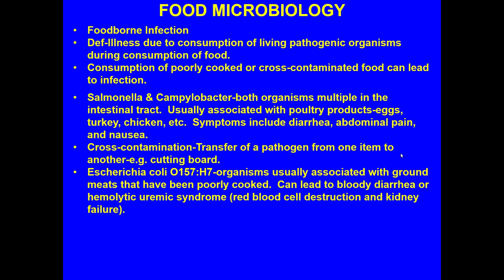There's a well-known organism called Escherichia coli O157:H7. These organisms are usually associated with ground meat that has been poorly cooked. And individuals have died from it. In some restaurants, I believe Jack in the Box in the 90s had a problem with it. This can lead to bloody diarrhea or hemolytic uremic syndrome. This is where the red blood cells are being destroyed and the remnants are blocking up the kidneys. You end up with kidney failure.